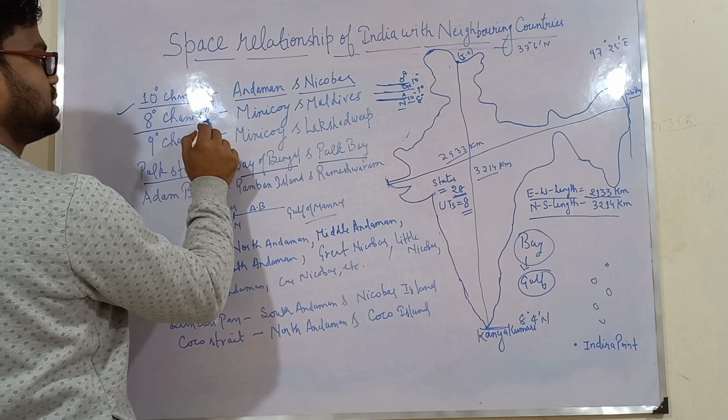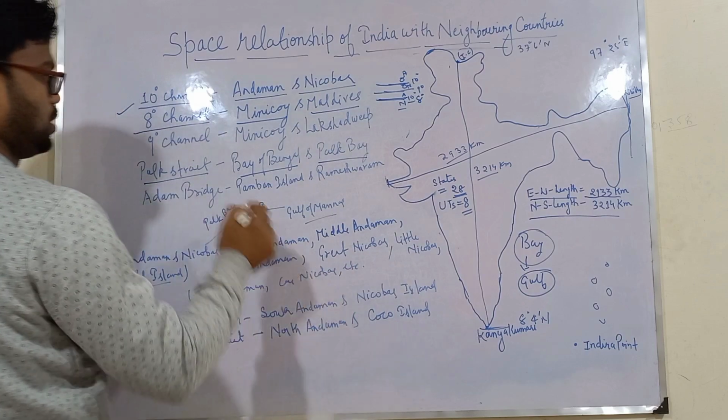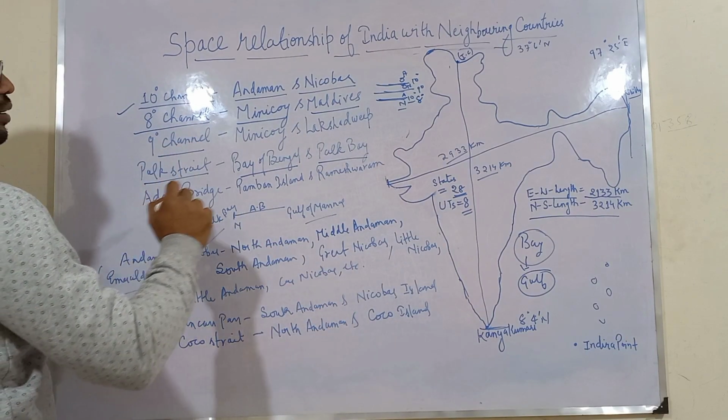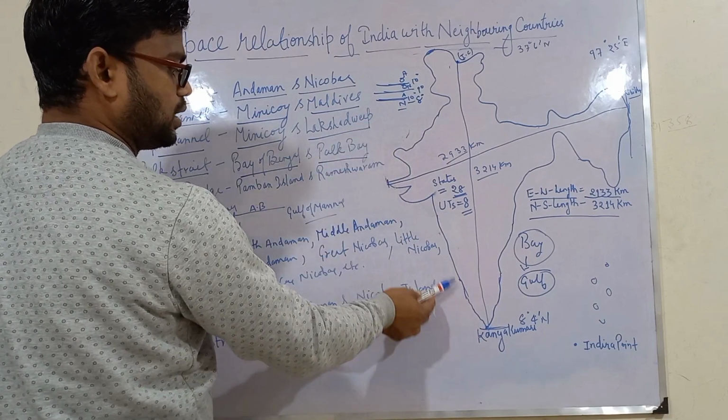Then we have 8-degree channel. It separates Minicoy Island with Maldives. Next we have 9-degree channel. It separates Minicoy Island with Lakshadweep. These are located here in this region.